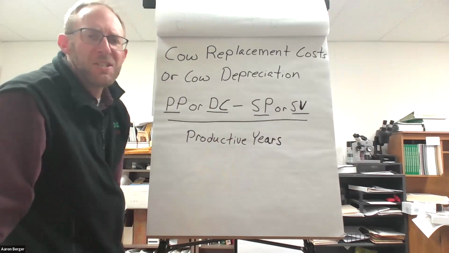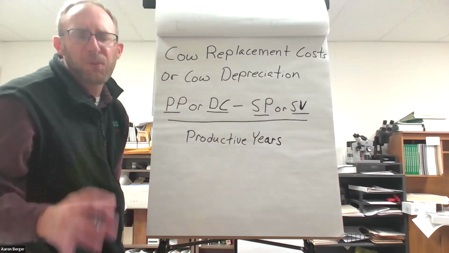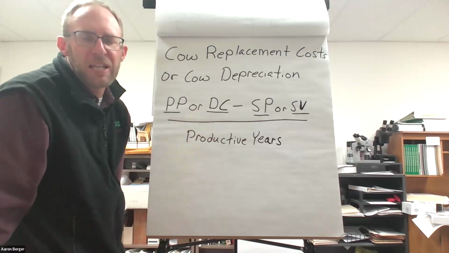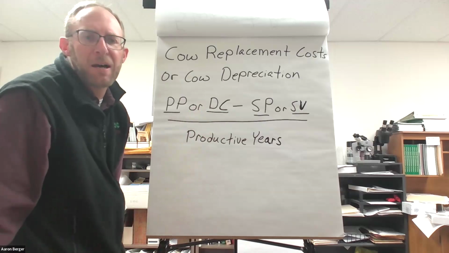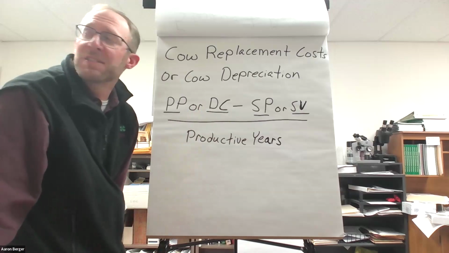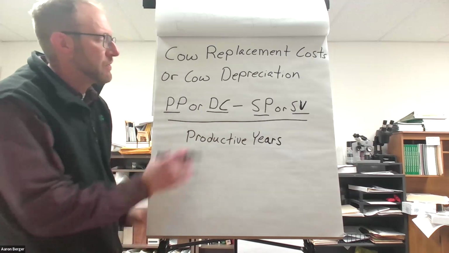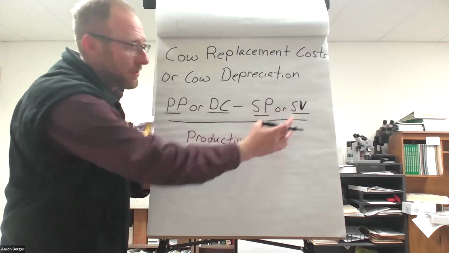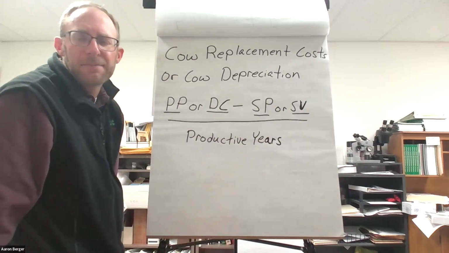All right, so if I want to reduce my cow depreciation expense, there are 3 ways to do it. As you look at this relationship, there's 3 ways to try to reduce cow depreciation. So again, you're welcome to come on the chat box. Let me know what you would see as being one of the ways to reduce cow depreciation. So we've got this purchase price or development cost minus her sales price or salvage value divided by productive years. Anybody want to weigh in?